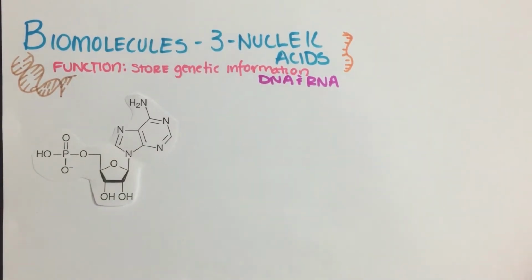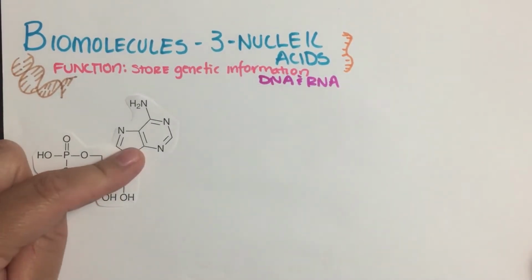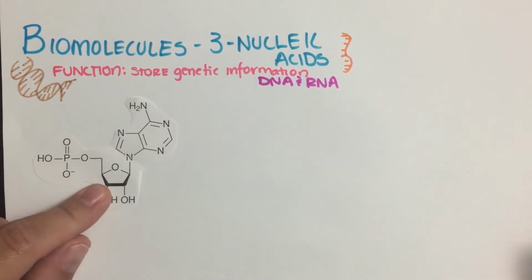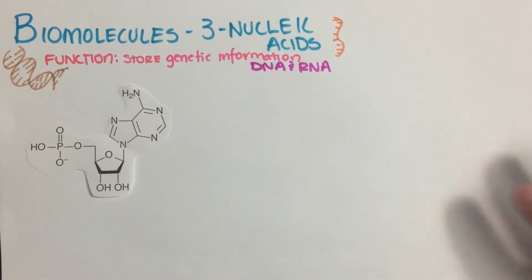It's a combo of 3. Like when you go to the store, you get a combo: you get soda, fries, and a burger. You get 3 things. In this case, you get your phosphate, you get a sugar, and you get your base, a nitrogenous base. So phosphate, carbohydrate, and nitrogenous base. Those are the 3 parts of the monomer.